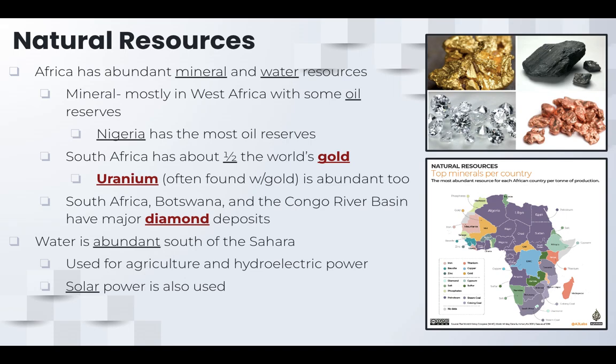And then water is abundant south of the Sahara. Obviously, in the Sahara, it's a desert, so it's not quite as abundant, but they're able to use it for agriculture and hydroelectric power, but also solar power is used as well. And especially when you get into the Sahara, if you want to have electricity, you basically need to use solar power or some kind of coal generated power.